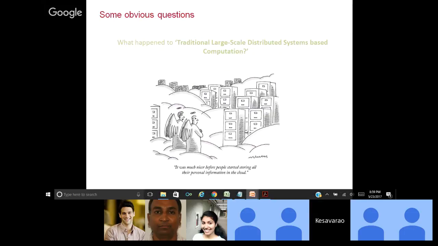All right, having said that, what happened to the traditional large scale distributed systems, which were all based on computation, right? Now we are talking about cloud, big data strategy and all this. So what happened to all the traditional large scale distributed systems?